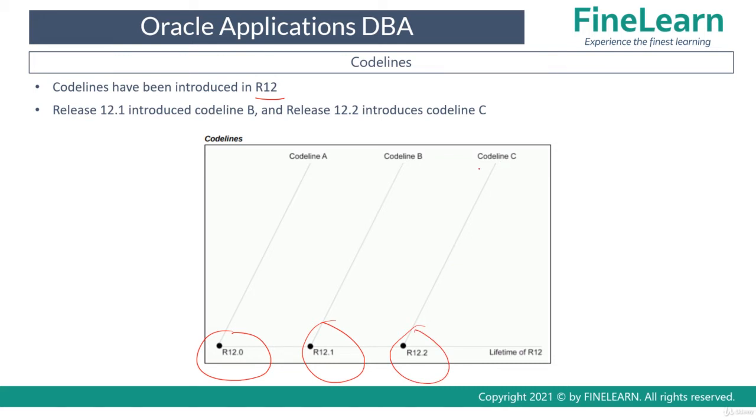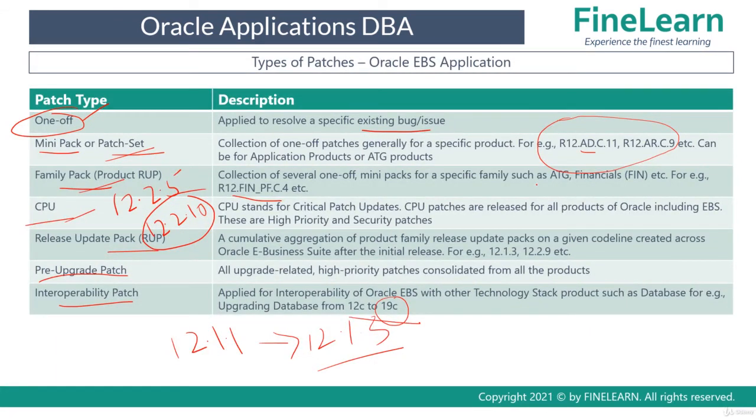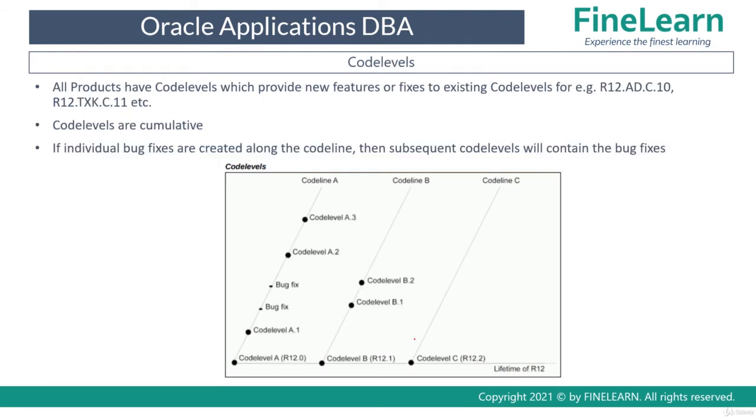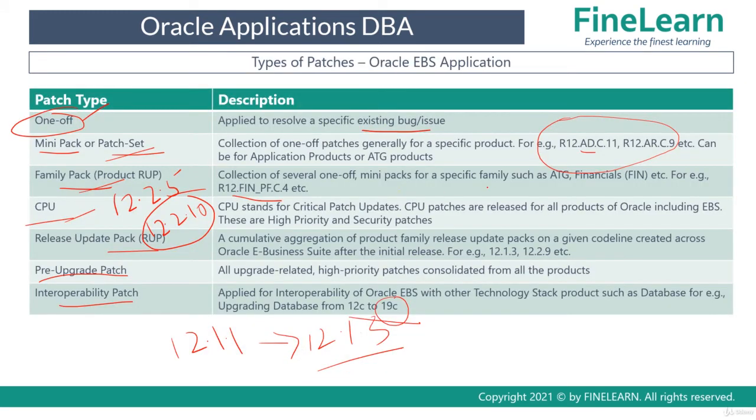So where do you see this functionality or the name called C? For example, we have seen in the previous example that the mini packs or the family packs which are released are going to update specific products or families. And if you see the naming convention of these mini packs, it says AD.C, which means the C code line denotes a specific release, 12.2, which means this specific AD.C.11 should be applied in 12.2 only. So you cannot apply this specific patch on 12.1 because the code line is C.